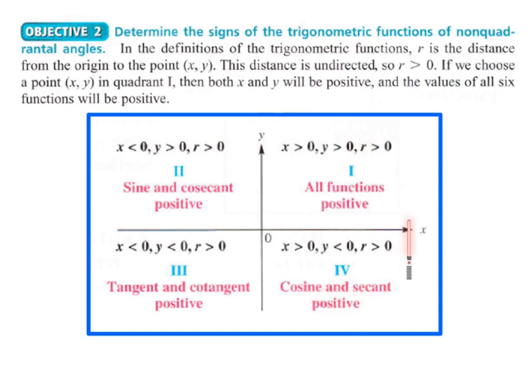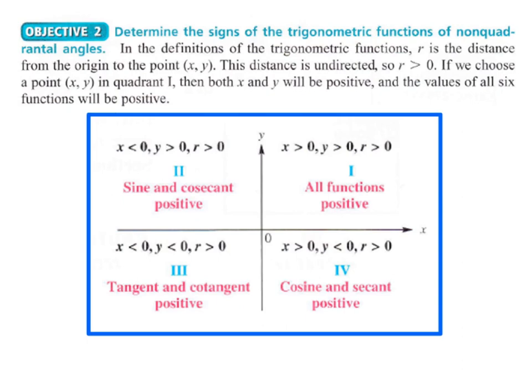The cosine and its reciprocal, the secant, are going to be positive on the right side because they combine the x value with the r value, so those are positive on the right side. The tangent and cotangent use both x and y, so they're going to be positive when x and y are the same. So in both the first and the third quadrant, tangent and cotangent will be positive.